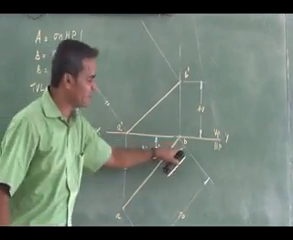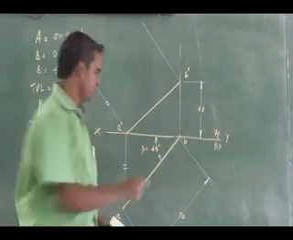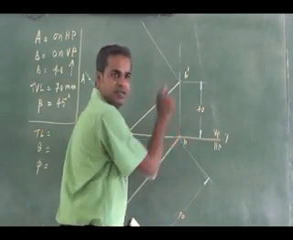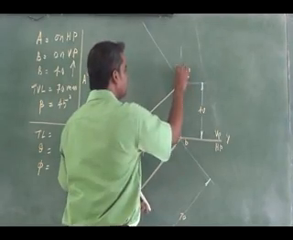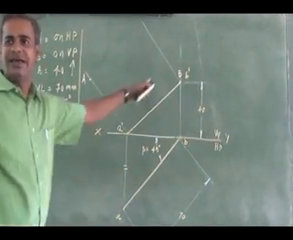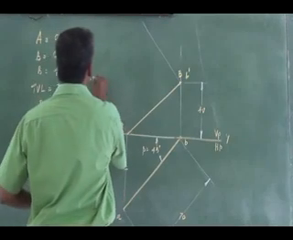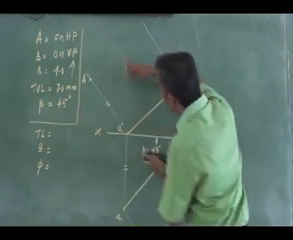So what is the in-front-of distance of end B? It is 0. In-front-of distance of end B is 0. So end B will fall on the same location. There is no in-front-of distance. B and A. Is it clear? So I can join AB.